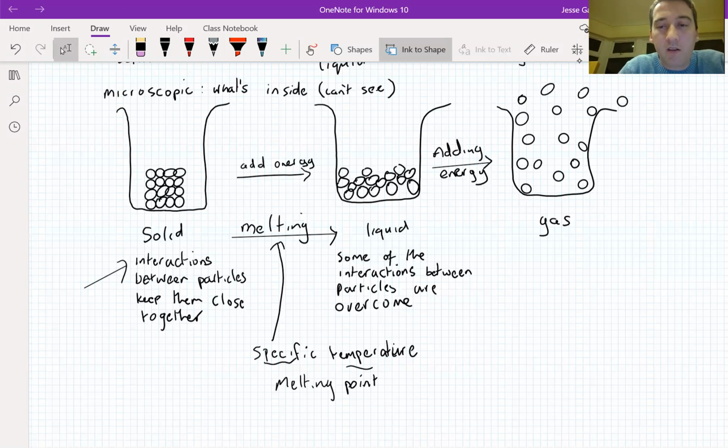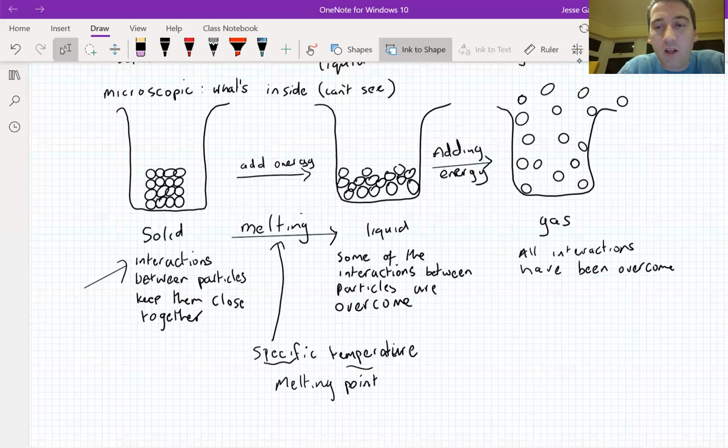So at this point, all interactions have been overcome. We've added enough energy so that all the interactions between the particles have been overcome. This process, where we add enough energy to overcome all the interactions between the particles, is called boiling.